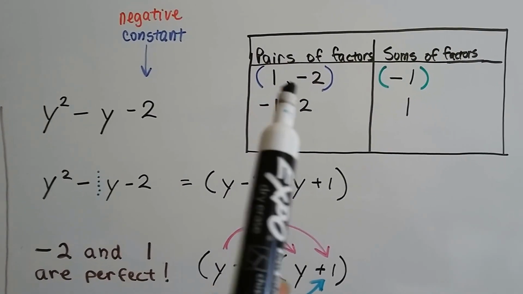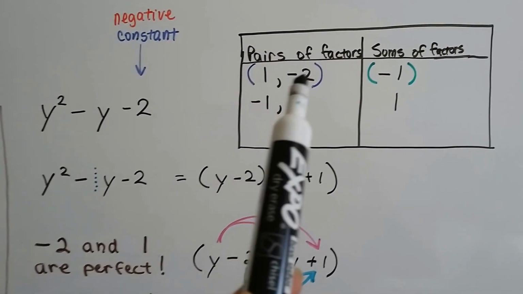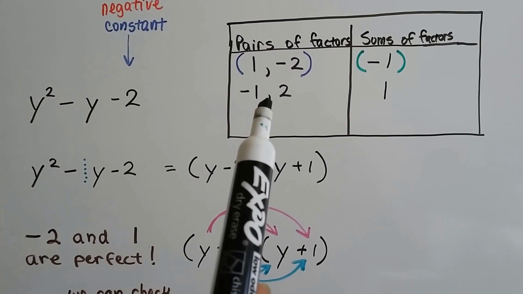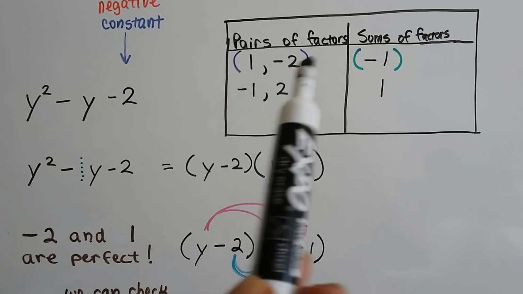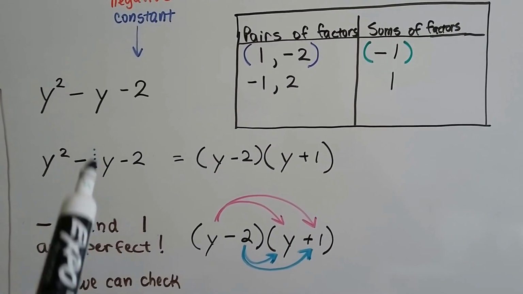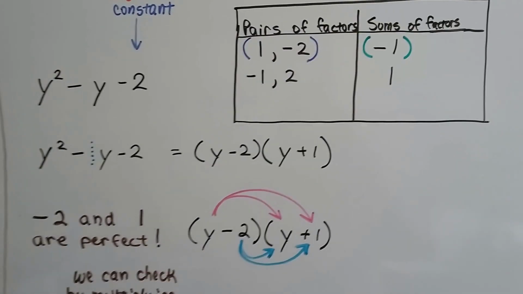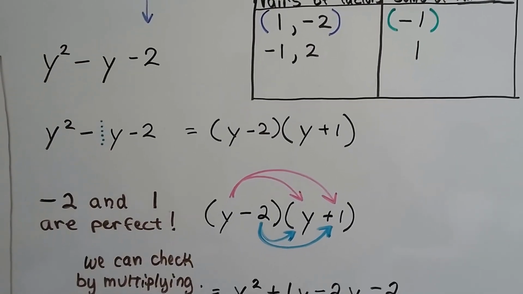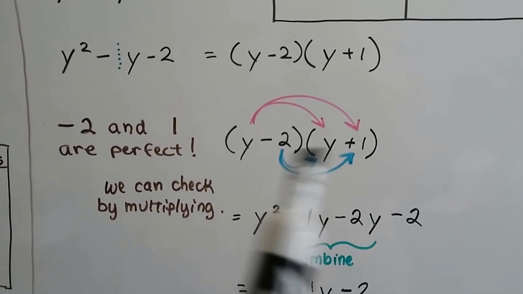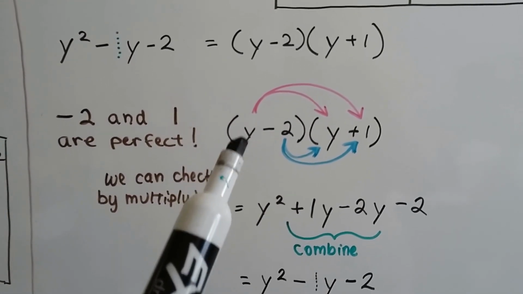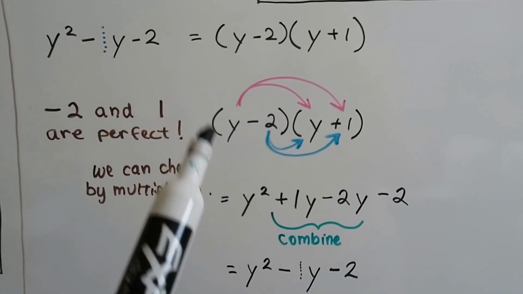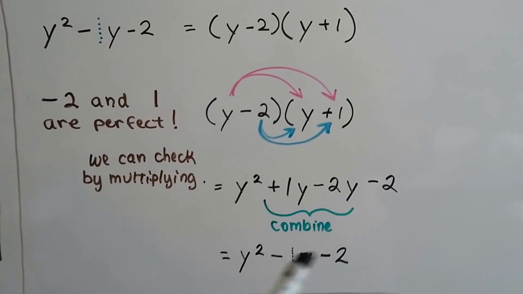So we list 1 and negative 2. When you multiply those together, you get negative 2. And a negative 1 and a 2, that would make a negative 2. When you add a 1 with a negative 2, you get a negative 1. And that's what we need. We need a negative 1 because of that invisible 1. So that first one's going to work for us. We're going to have a 1 and a negative 2. So this negative 2 and 1 are perfect. It doesn't matter what order we put them in. We can say y minus 2 times y plus 1, or we can put them the other way around, y plus 1 times y minus 2.